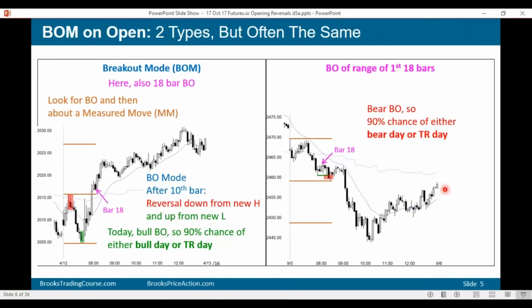The day became a reversal day. However, there was a good swing trade down. Again, as I said, this is not the classic breakout mode because this high did not reverse down from a new high of the day.